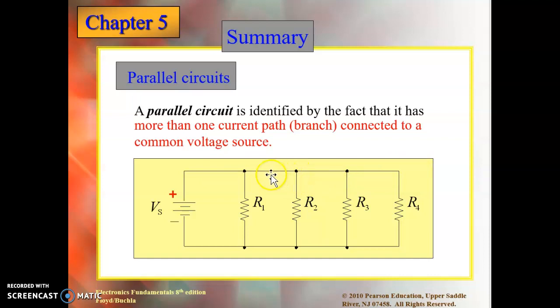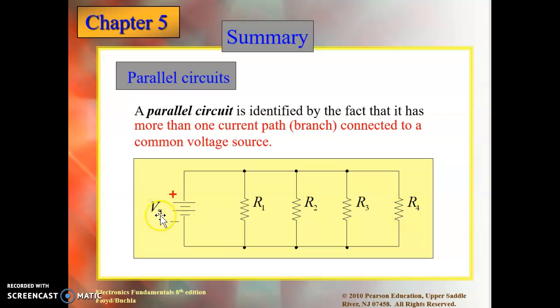So that's why we stretch it out like this, to show that they are all connected across the voltage source. And if there is nothing between the resistor and the voltage source, then the voltage across R1 is Vs. The voltage across R2 is Vs. The voltage across R3 is Vs. And the voltage across R4 is Vs.